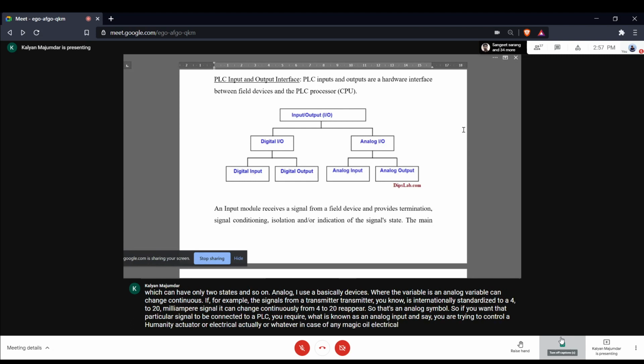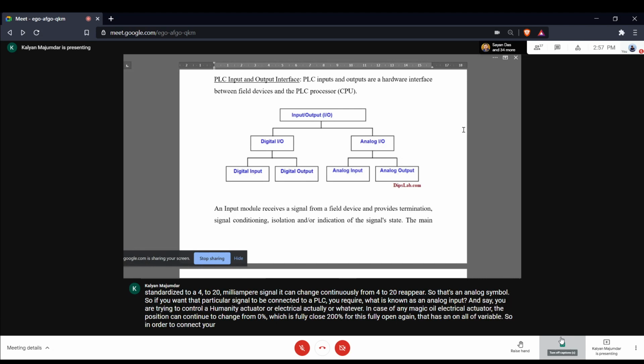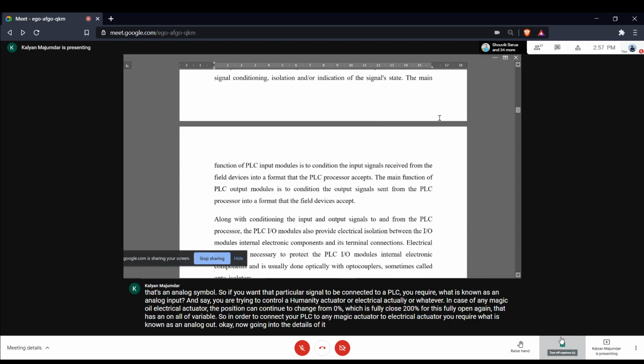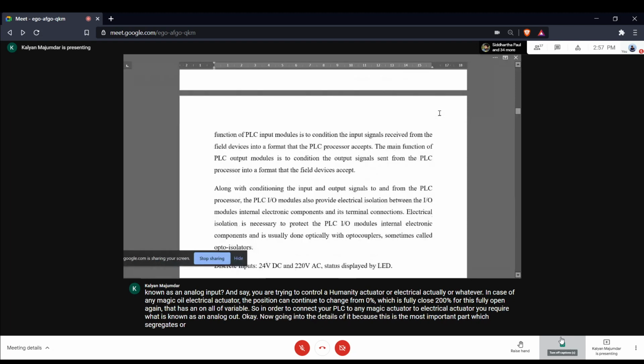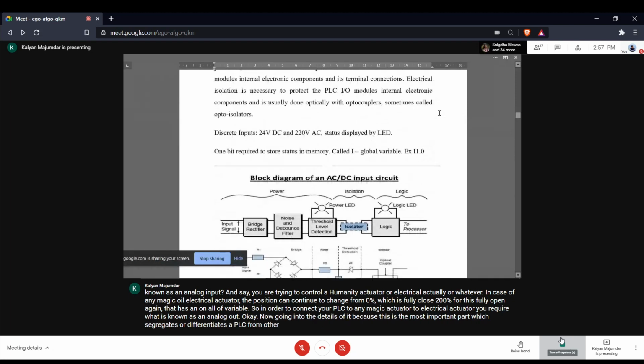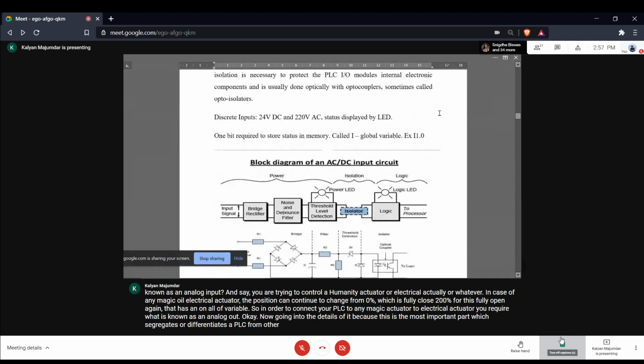And say you are trying to control a pneumatic actuator or electrical actuator, whatever. In case of a pneumatic or electrical actuator, the position can continuously change from 0%, which is fully closed, to 100%, which is fully open. Again, that is an analog variable. So in order to connect a PLC to a pneumatic actuator or an electrical actuator, you'd require what is known as an analog output. Okay, now going into the details of it, because this is the most important part which differentiates a PLC from other computers.